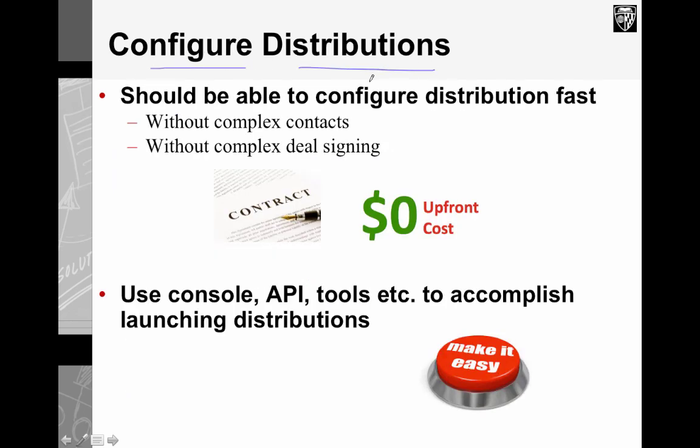Configure distributions. Should be able to configure distributions fast, and we should be able to do this without complex contracts. Many times when you're working with a CDN provider, there's going to be a lot of contracts. There might be upfront cost, there might be negotiations of how many servers you want. We don't want any of those things. All we want to do is be able to launch a service using a console or an API or some kind of a tool. And as soon as we launch the service, and by the way, a CDN service is typically called a distribution. Just like we have RDS instances, we have CDN distributions. So we should be able to launch a CDN distribution very, very fast.